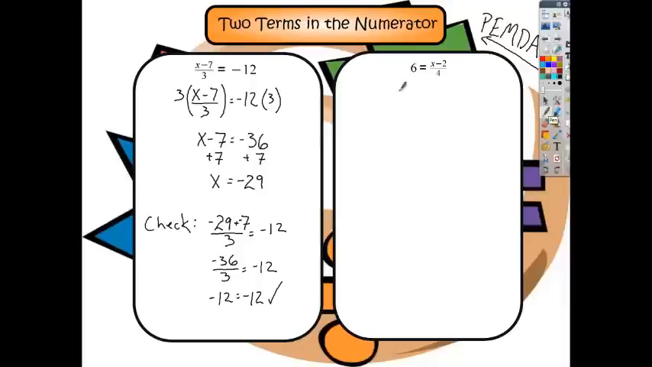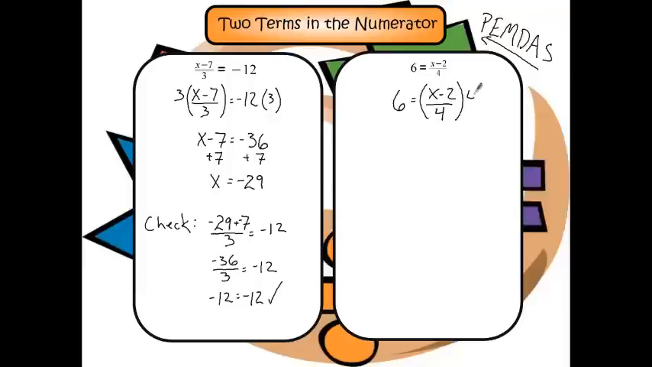Now the way we did it the first time is I got rid of this division first. So to do that, I need to multiply both sides by 4. 4 times 6 is 24. And what happens here is 4 over 4 is 1. So I'm left with just x minus 2.